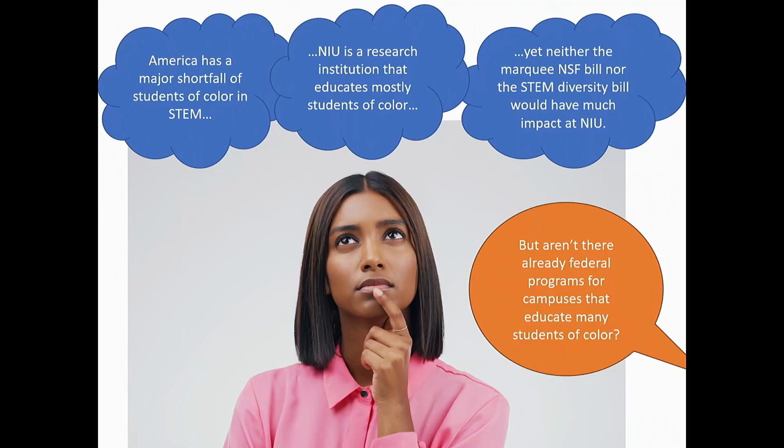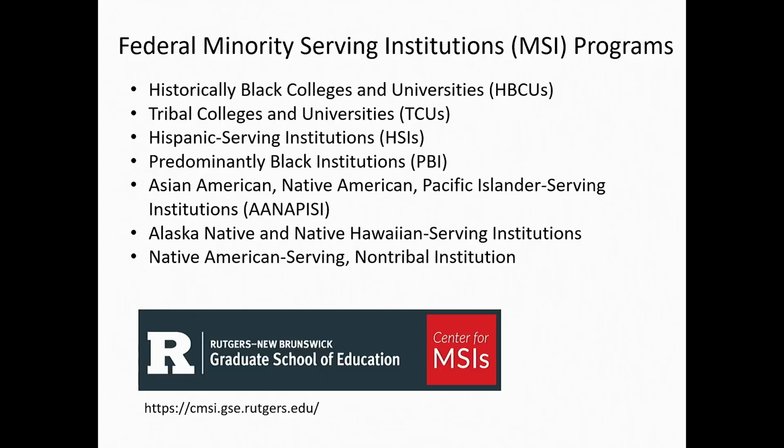But then you could be thinking off to the side, but hey, aren't there already federal programs for campuses that educate a lot of students of color? And there are. It's called the Federal Minority Serving Institutions Program. And this is one of the classifications that I mentioned earlier in the talk. Here is a list of different federal programs that fall under the heading of minority serving institutions. You may have heard of these, MSIs. I think some of you are actually from MSIs here in the audience.